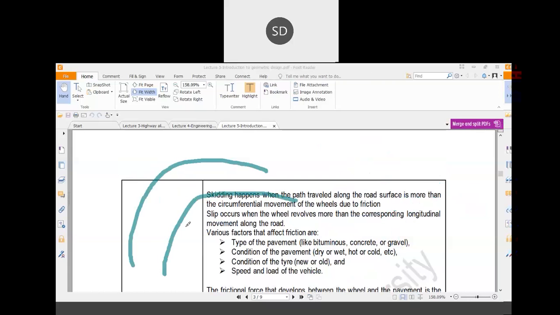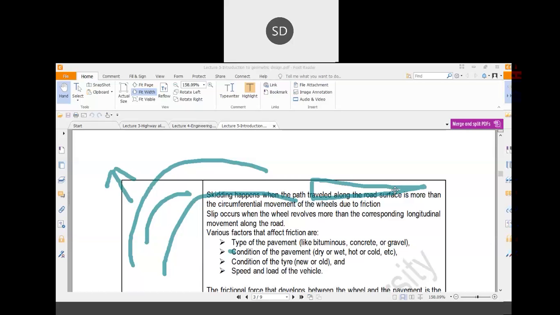This is the corner section now. Whenever a vehicle is moving there, one force will be acting outward, called centrifugal force. To counteract that force, you have to raise the outer portion of the road relative to the inner portion, and that phenomenon is called super elevation. Whatever super elevation you provide depends on the design speed. Now suppose a vehicle is moving faster than the design speed. In that case, the super elevation cannot counteract the centrifugal force, and sliding happens.